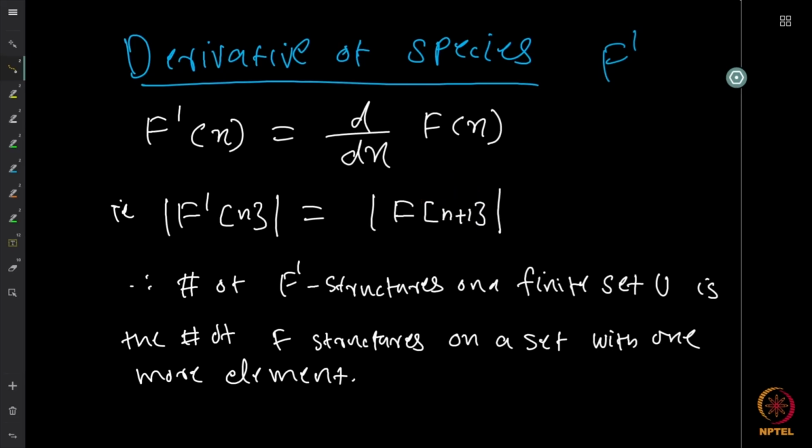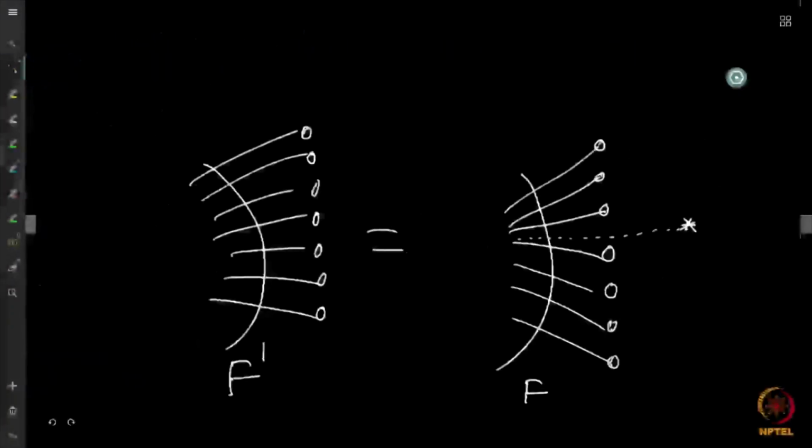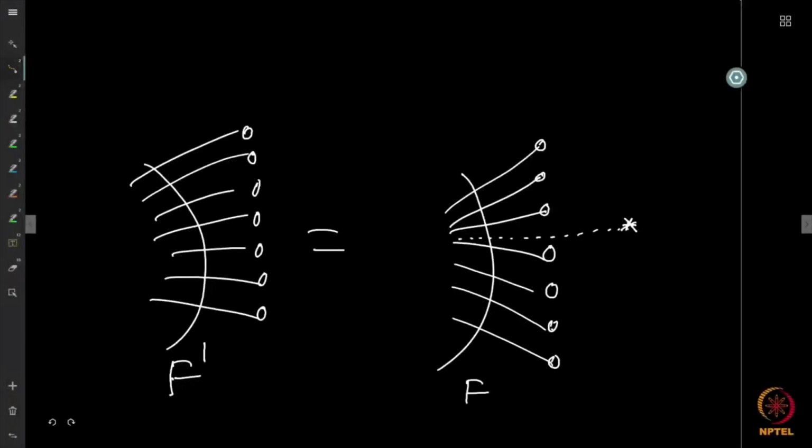So the derived species can be thought of, right? So derived species on a set U can be thought of as the species f on a set where we have one additional element, which is a special element. But then we don't have this element in our set, right? So therefore, you put an F structure on this set and then remove this, or forget about this element. Then you look at only the remaining elements and what kind of structure it forms. So let us look at the picture.